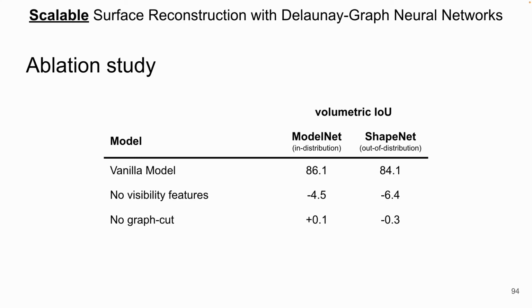And the second interesting thing is that we can also directly use the network predictions without the subsequent graph cut. And when we are in the in-distribution setting, this results in an even better reconstructed surface, slightly better. And indeed, the graph cut is mainly needed for out-of-distribution reconstruction and real-world scans, which are very noisy and have outliers very often.